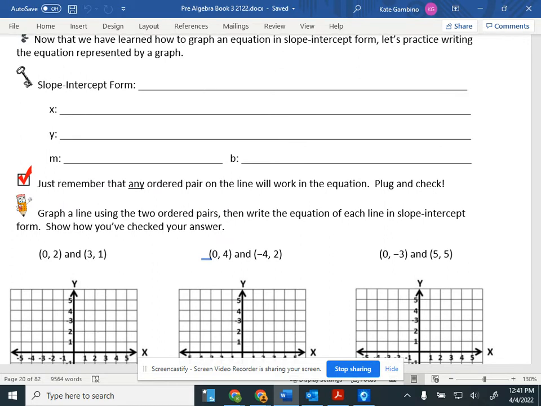Now that we've learned how to graph an equation in slope-intercept form, let's practice writing the equation represented by a graph. So instead of them giving us the equation, they're going to give us the graph, and we're going to create the equation. So we need to remember what our slope-intercept form is. Who can tell me what's the slope-intercept form?